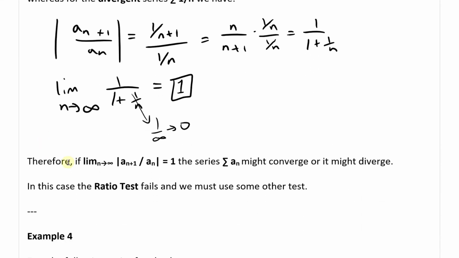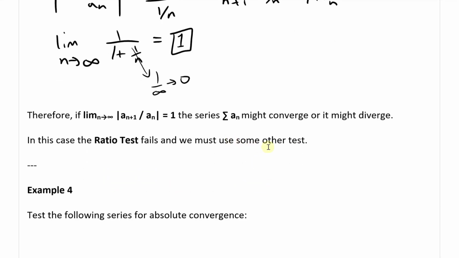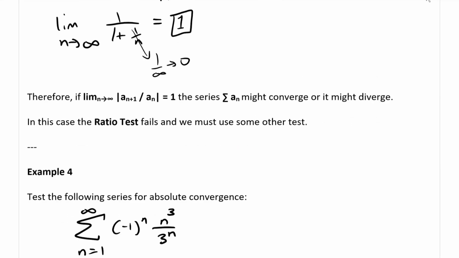Therefore, if the limit as n approaches infinity of the absolute value of the ratio a_(n+1) over a_n equals 1, the series, the summation of a_n, might converge or it might diverge. In this case, the ratio test fails and we must use some other test.